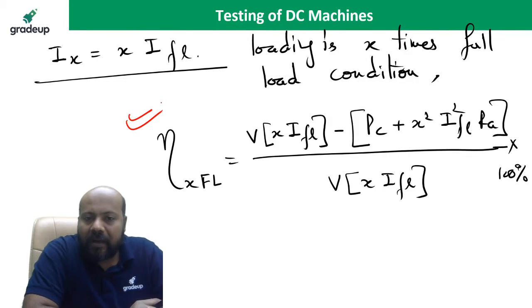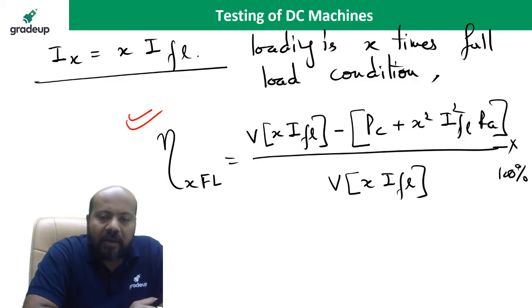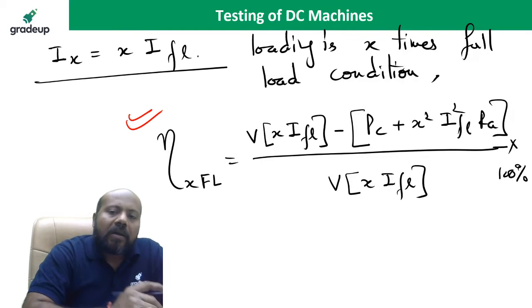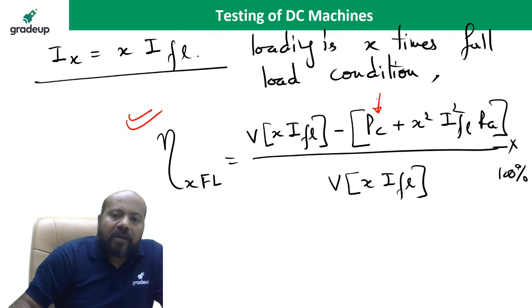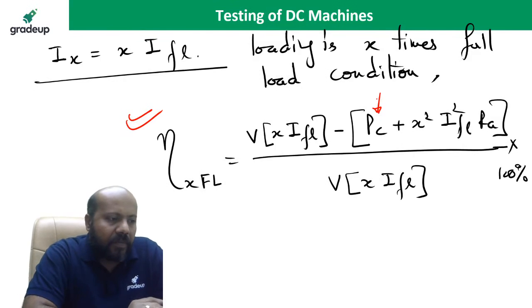If you get a numerical question on this in the GATE examination, then it will give you everything: the voltage, current value, the loading condition, and some data to find the constant losses. So you can calculate the efficiency at any load condition.